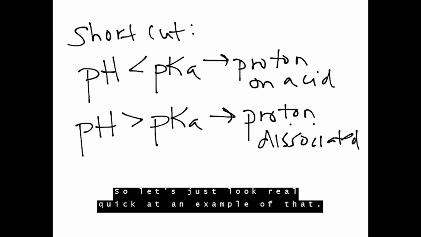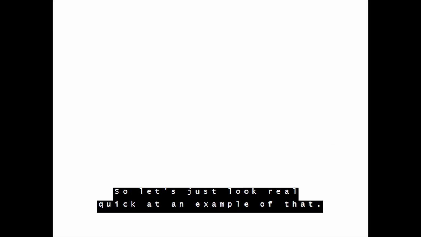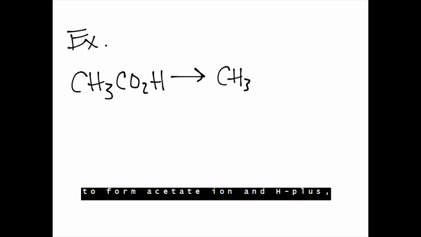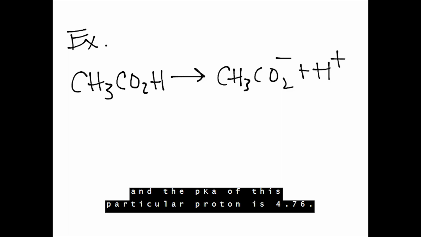So let's just look real quick at an example of that. A good example would be looking at acetic acid. So acetic acid looks like this. And we know that it dissociates to form acetate ion and H+. And the pKa of this particular proton is 4.76.